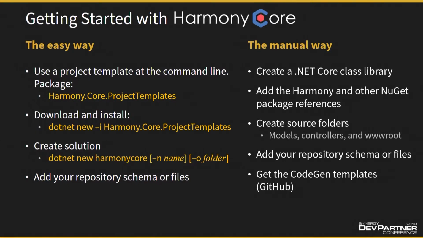You can do it the manual way if you wish. You can just create a .NET Core class library and start adding the required NuGet package references that we mentioned earlier and configuring things yourself, creating models folders and controllers folders and all that kind of stuff. If you really want to configure it all manually in Visual Studio, you can do so. If you do that, then you'll have to go off and get the CodeGen templates.